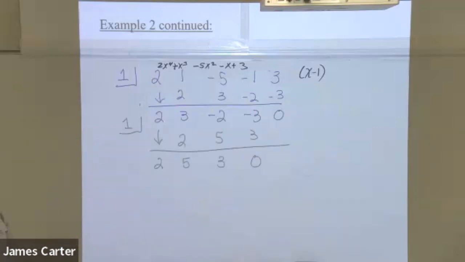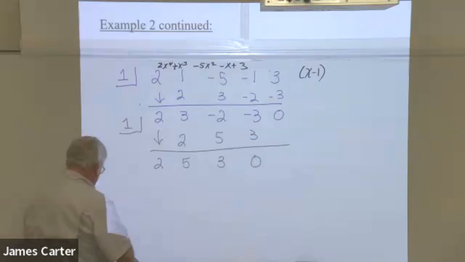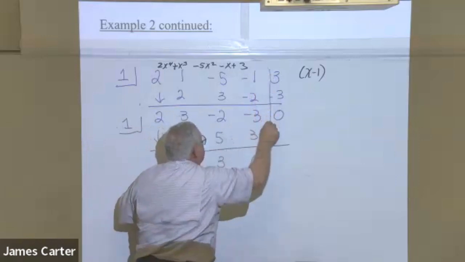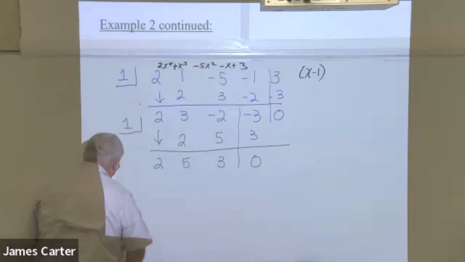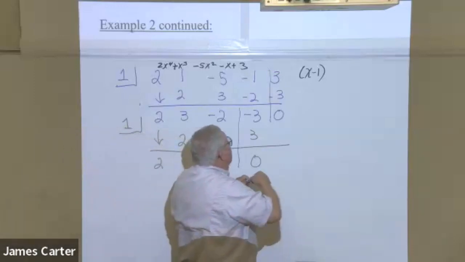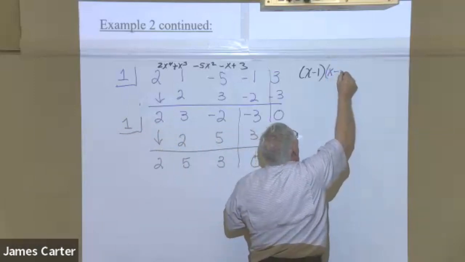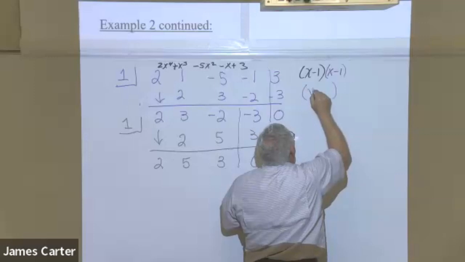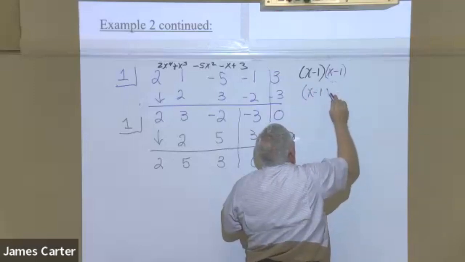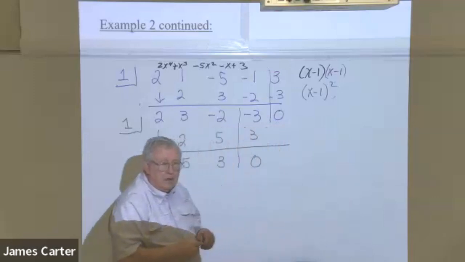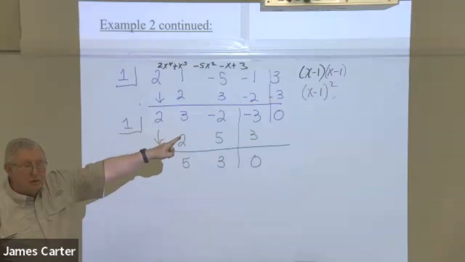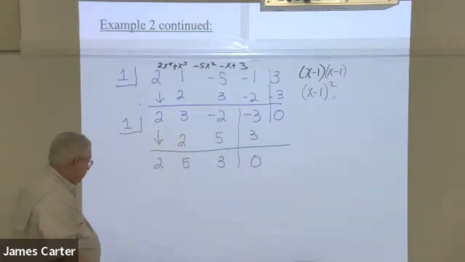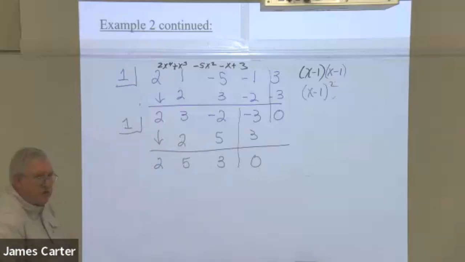Well, they tried positive 1 a second time. Got a 0 remainder again. Because remember, here was your remainder this time, here's your remainder this time. Okay. So what this means then, I've got another x minus 1 here, or x minus 1 squared. Multiplicity 2. That means it's a touch and go point. Okay. To go back to what we talked before.